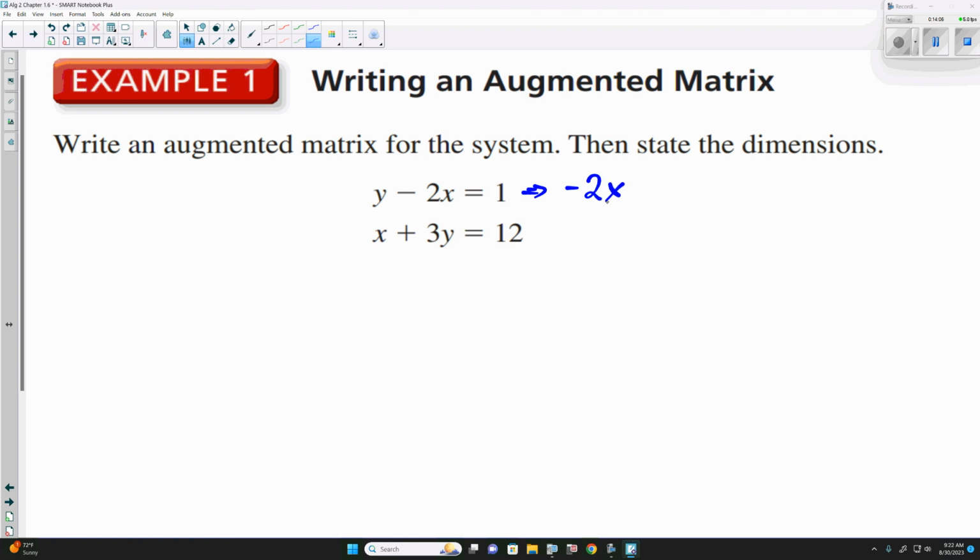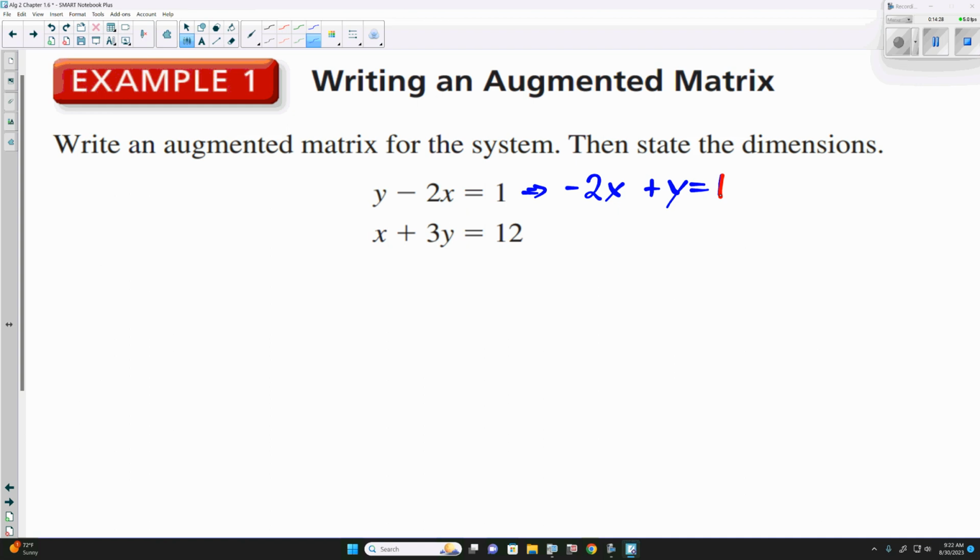I need to move the 2x to the front. And since we moved it to the front, it takes its sign with it. So it's going to be negative 2x. The y is positive, so we have plus y is equal to 1. So we've just rewritten the equation. Questions on this here?